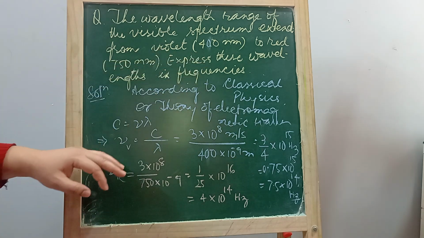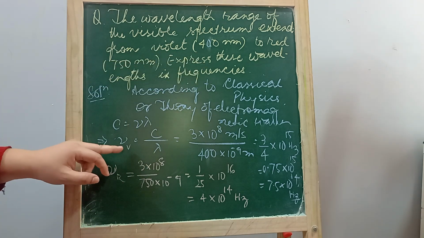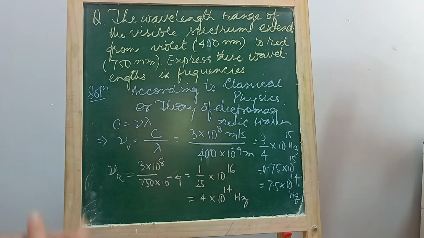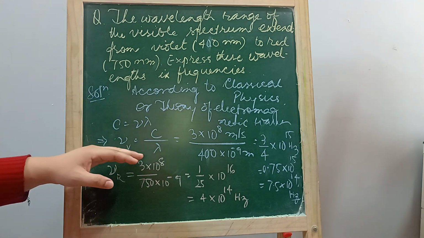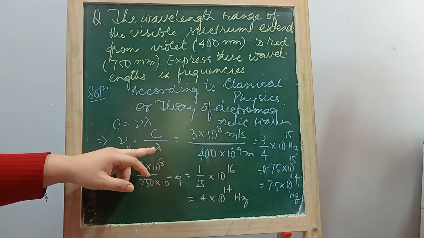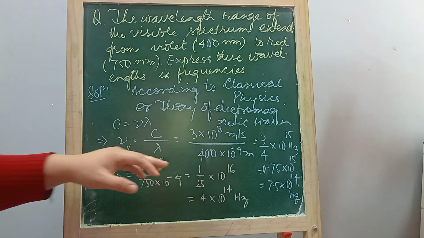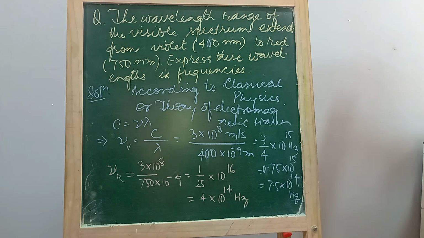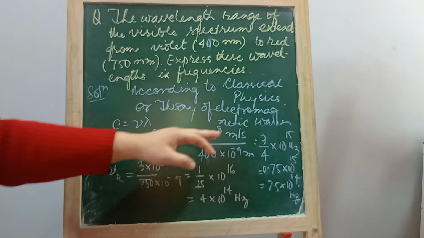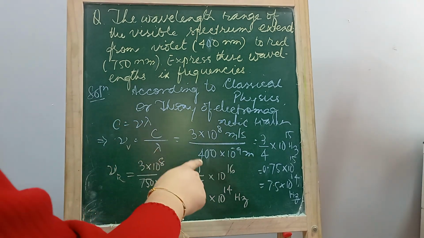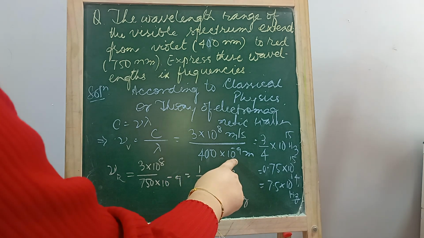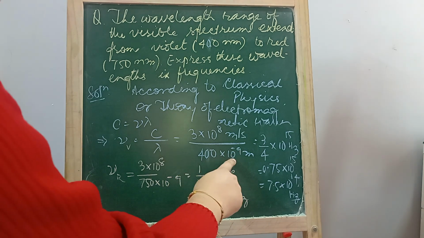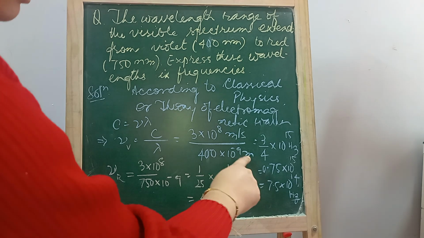Suppose we want to calculate the frequency of the violet light. Then it will be c divided by wavelength. The velocity of the electromagnetic wave in vacuum is constant, 3 × 10⁸ meter per second, divided by its wavelength, 400 nanometer. Nano means 10⁻⁹, so 400 × 10⁻⁹ meter.